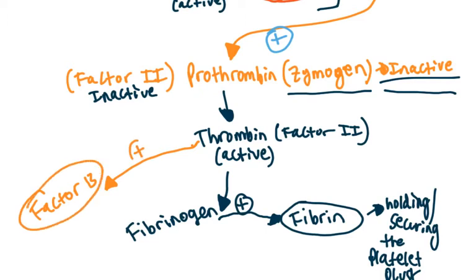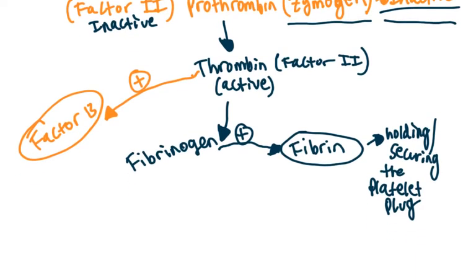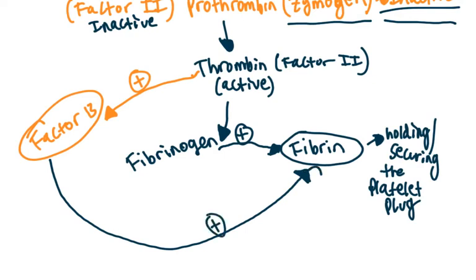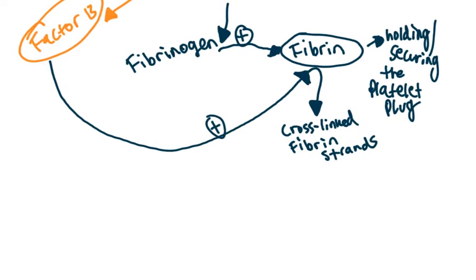So the thrombin will turn the inactive form of factor 13 into the active form of factor 13. Then the active form of factor 13 will come here and cross-link the fibrin into fibrin strands. All right, so the result of factor 13 acting on the fibrin is that we're going to have cross-linked fibrin strands.